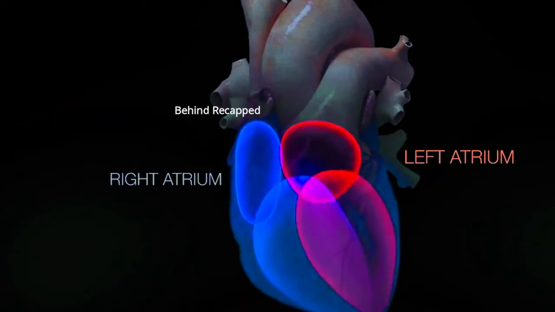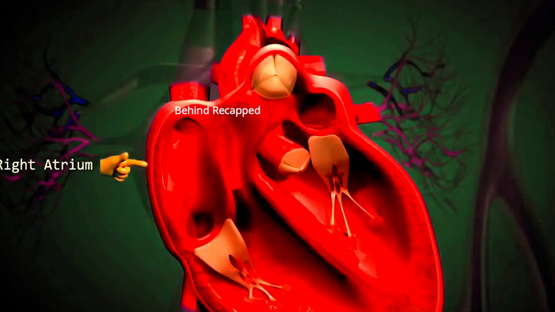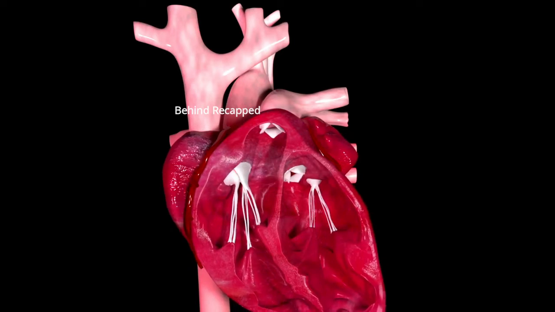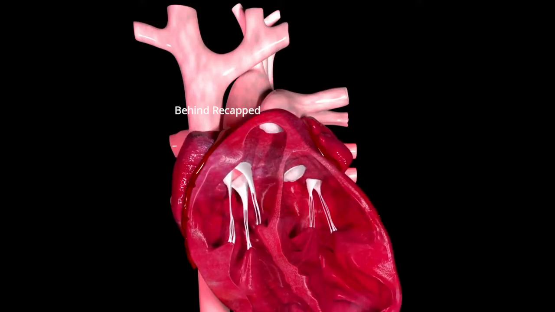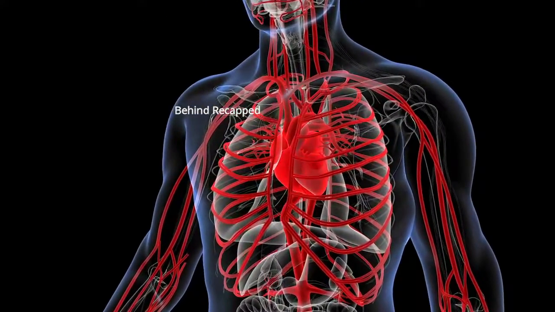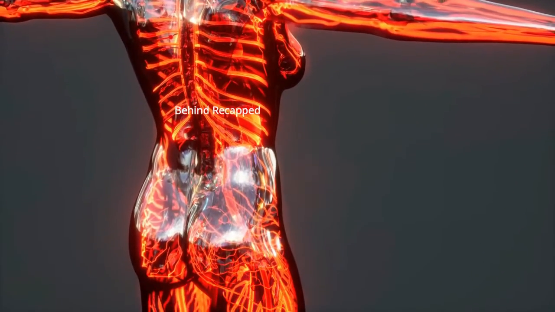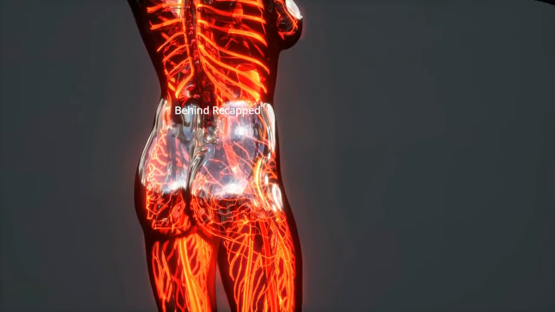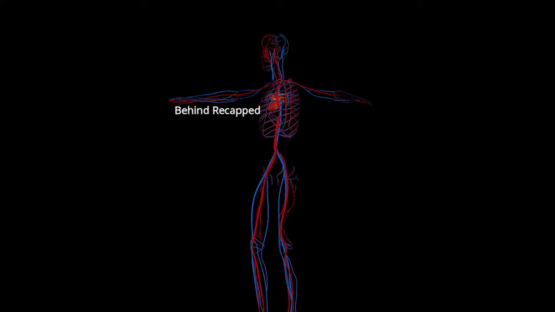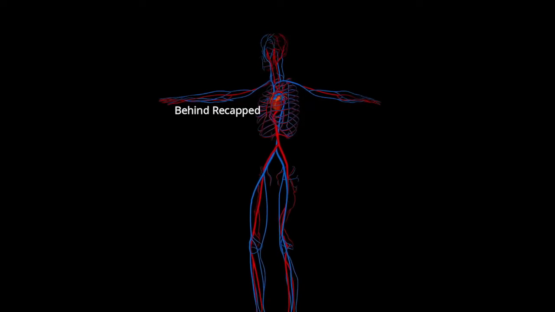Every side of our heart is further divided into chambers. These are the upper chambers present at the top, and these are the lower chambers present at the bottom. The upper chambers are known as atria, and the lower chambers are called ventricles. The total chambers of our heart are four. These are the main parts of our heart.